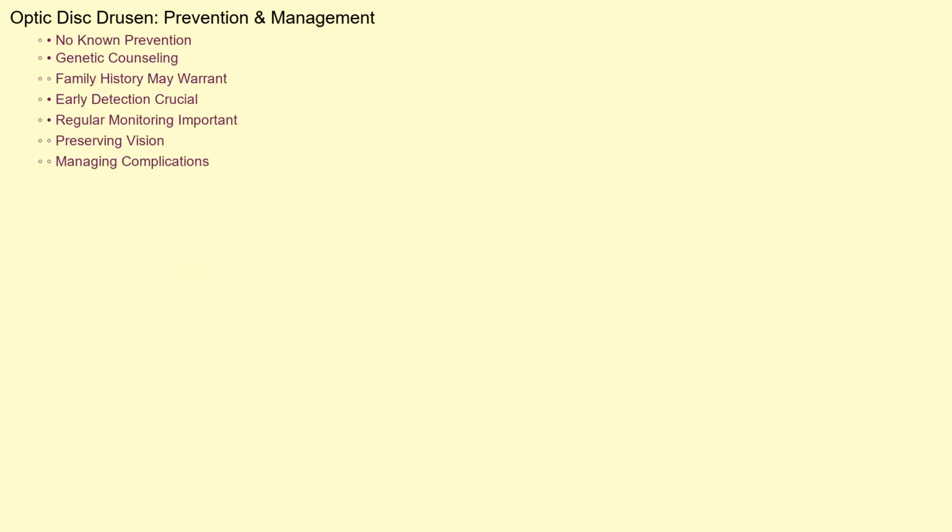Unfortunately, there's no known way to prevent optic disc drusen from developing. Given the suspected genetic component, genetic counseling may be helpful for families with a history of the condition. However, early detection and regular monitoring are crucial for managing the potential complications and preserving vision.